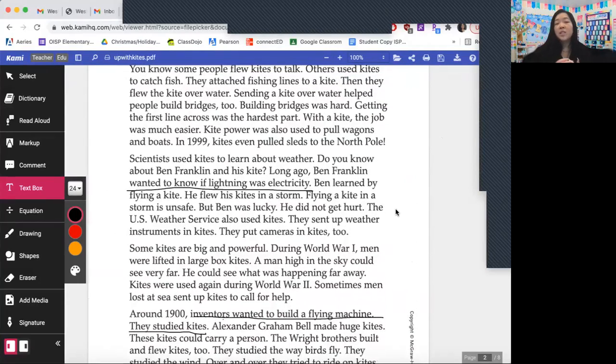Okay, scientists use kites to learn about weather. Do you know about Ben Franklin and his kite? Long ago, Ben Franklin wanted to know if lightning was electricity. Ben learned by flying a kite. He flew his kites in a storm. Flying a kite in a storm is unsafe, but Ben was lucky. He did not get hurt. The US Weather Service also used kites. They sent up weather instruments in kites. They put cameras in kites too.